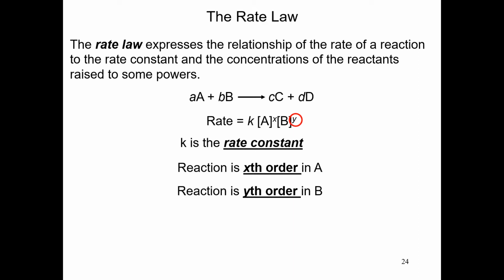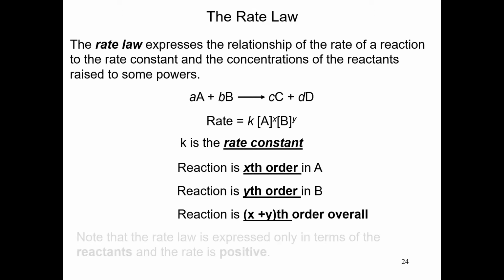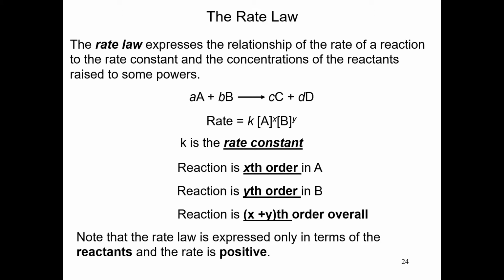Now we can also talk about the overall reaction rate law, and we could say that this reaction is of order x plus y overall. So let's say that x were equal to 1 and y were equal to 2, then we would say this reaction is first order in A, second order in B, and 1 plus 2, third order overall. Okay, now this is very important. Note that the rate law is expressed only in terms of the reactants, and the rate that is calculated always is positive.